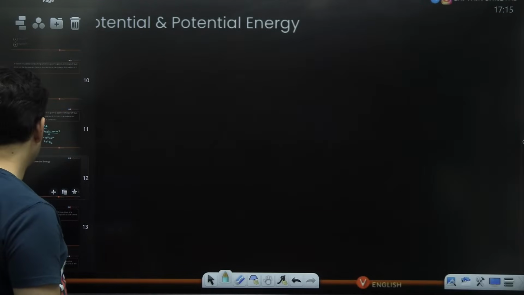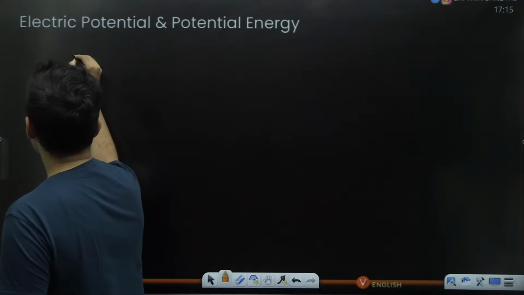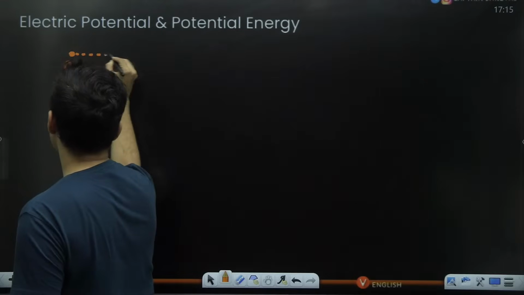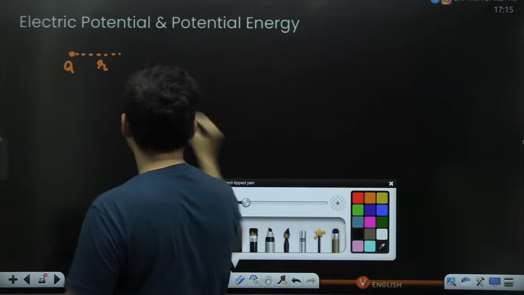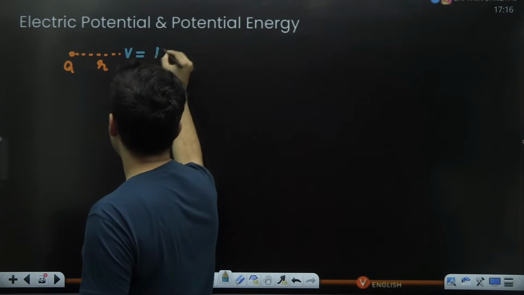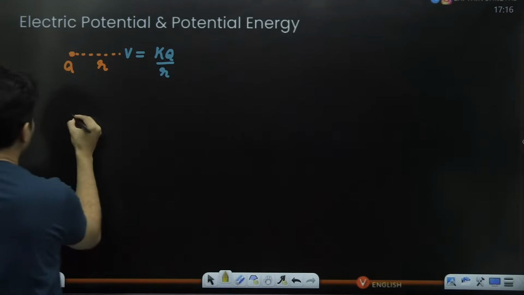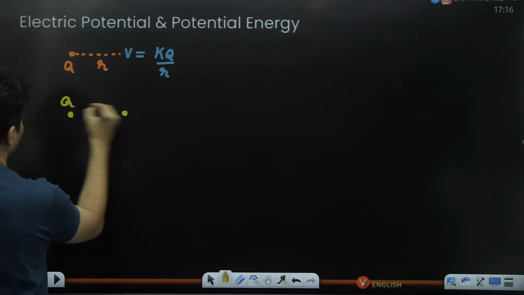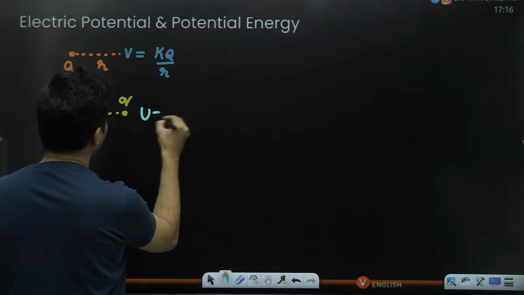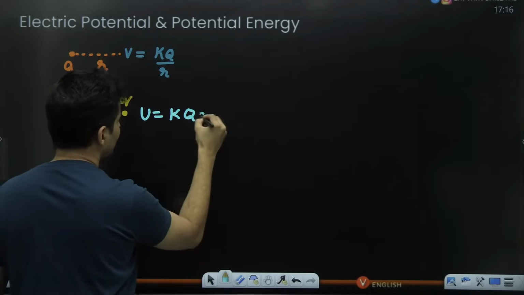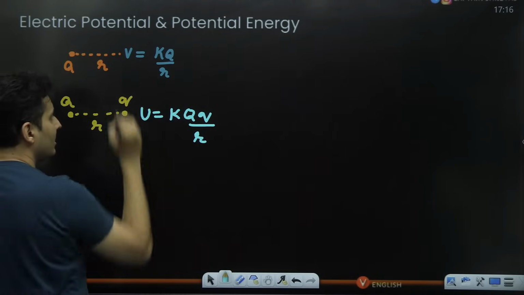All right. Next, electric potential energy. Quickly. So if you have a point charge and you are at a distance r, then the electric potential at that particular point is given by kq by r. But similarly, if you had two charges, q and q, separated by a distance of r, then the potential energy is given by k, Coulomb constant, q q divided by r. So one more charge will come for potential energy.